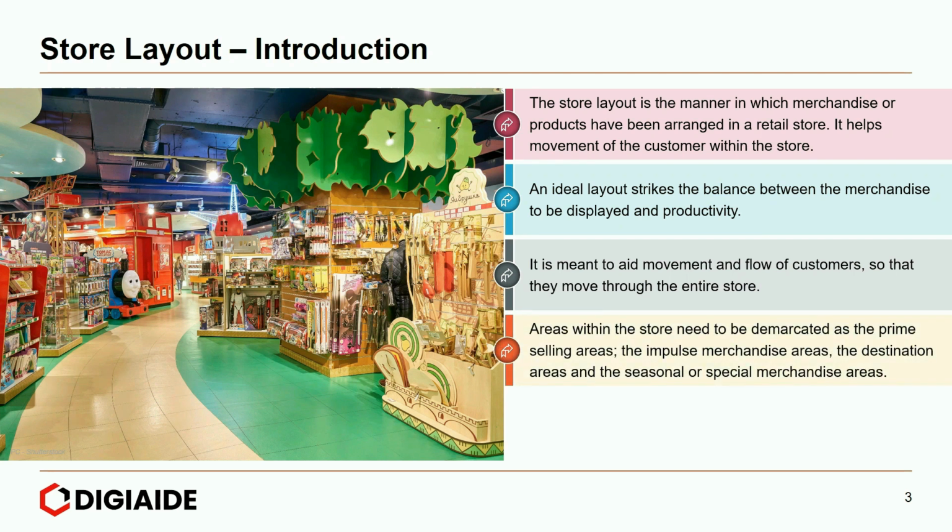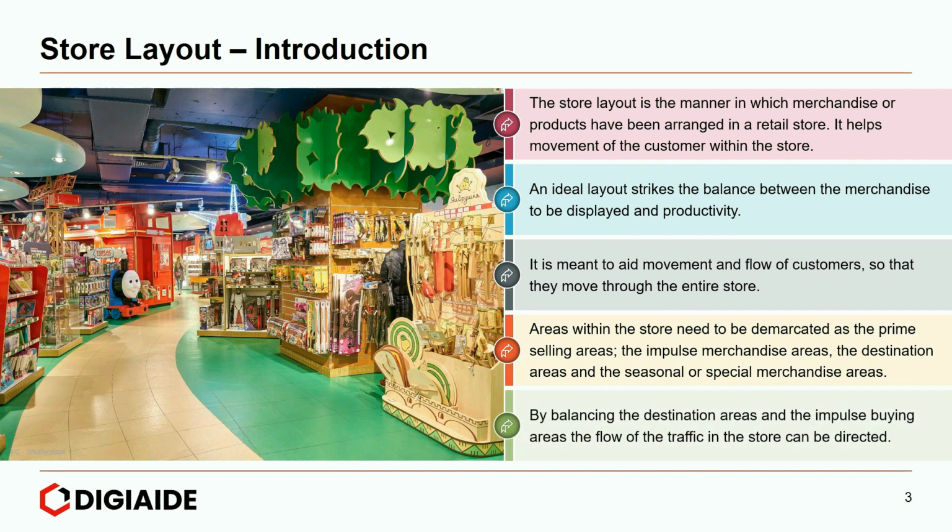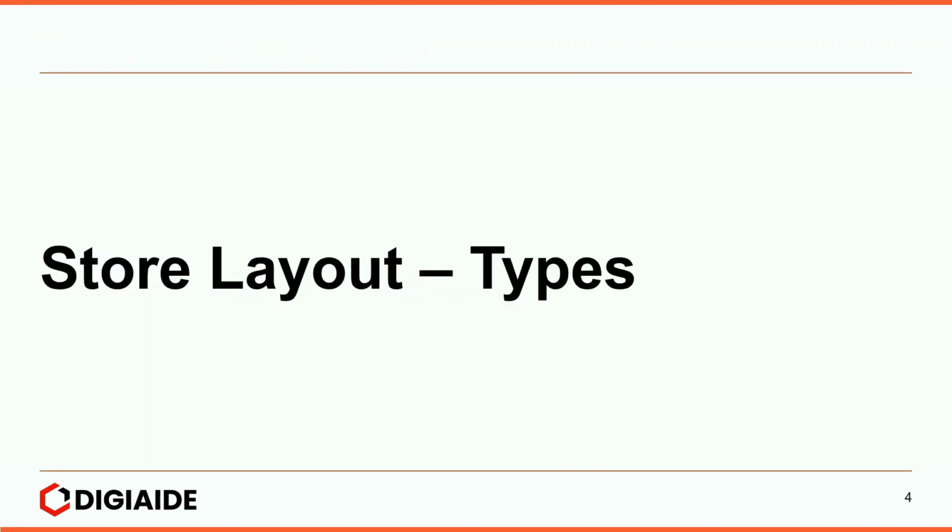Areas within the store need to be demarcated as the prime selling areas, the impulse merchandise areas, the destination areas, and the seasonal or special merchandise areas. By balancing the destination areas and the impulse buying areas, the flow of traffic in the store can be directed. Moving on to types of store layouts.